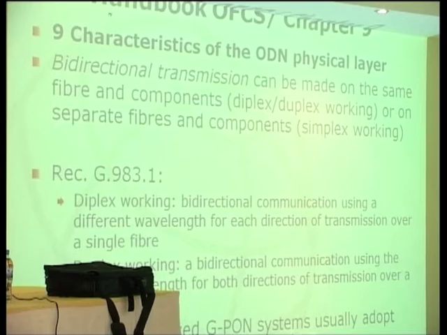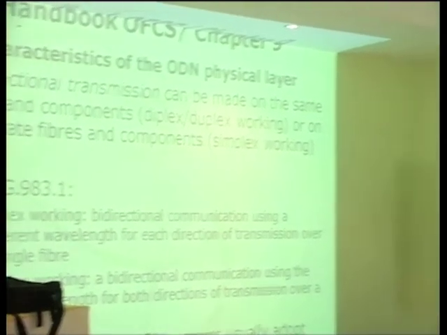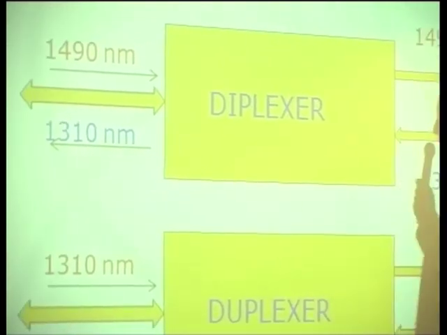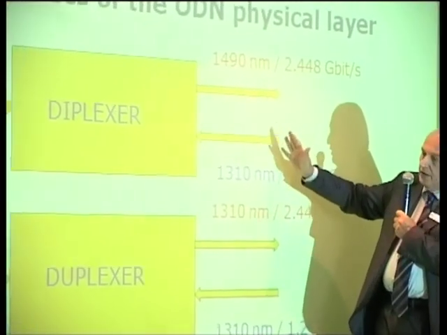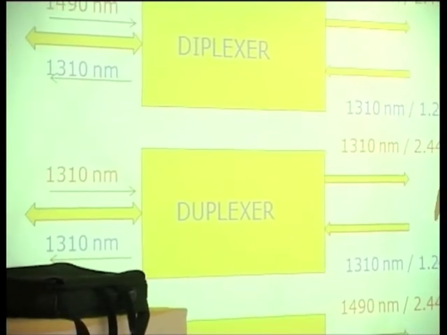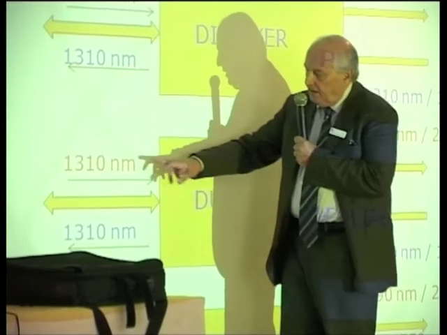Where the wavelength is the same, we should speak about simplex working, but in the optical distribution network we are always in a condition of duplex working. Simplex is not forbidden, of course, but all the installations that have been made up to now of gigabit passive optical networks are working in duplex mode. Different wavelengths in the two directions, and the side towards the OLT or ONU separating the two wavelengths in the two directions. This is a duplexer. It's exactly the same, but we have the same wavelength in the two directions.